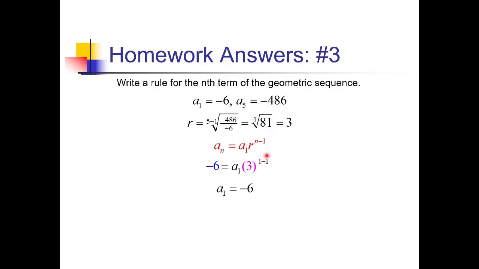Oh, wait a second. We actually already had a1 this whole time. I guess we didn't need to do all this reverse lookup work. Oh well, we're here now. So plugging that back in, we've got -6 times 3 to the n minus 1, and we're done.